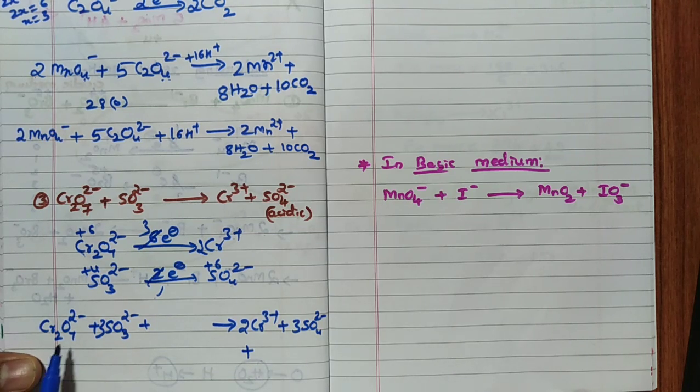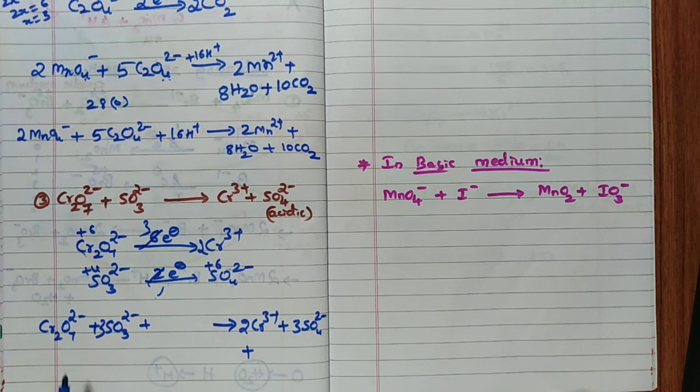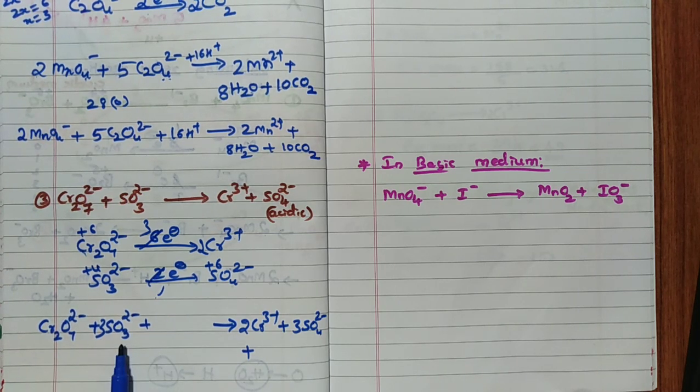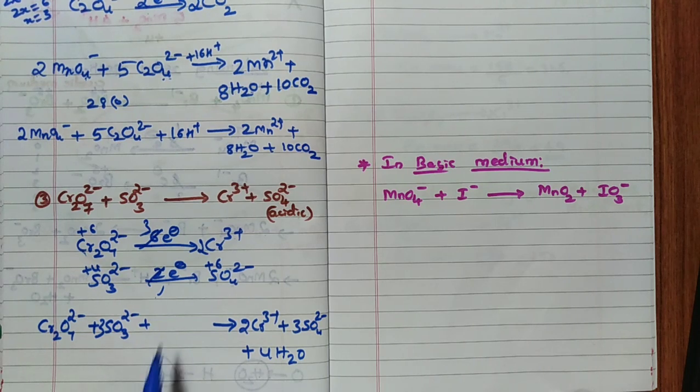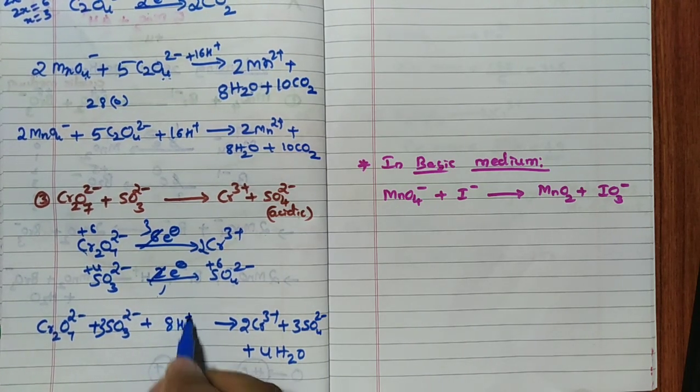Now, see the oxygen. 7 here, 3 3s are 9, 9 plus 7 is 16. Here 3 4s are 12. Correct? I want 4 H2O, so 8H+.